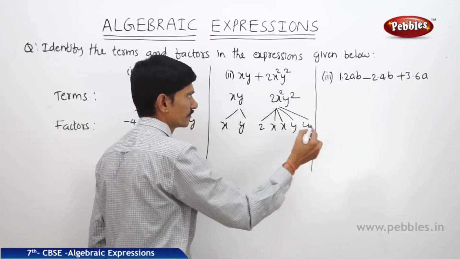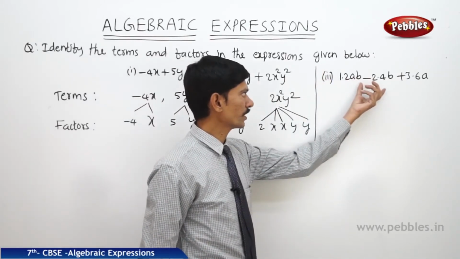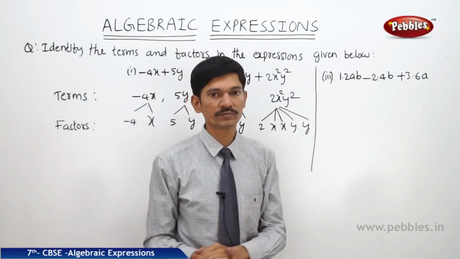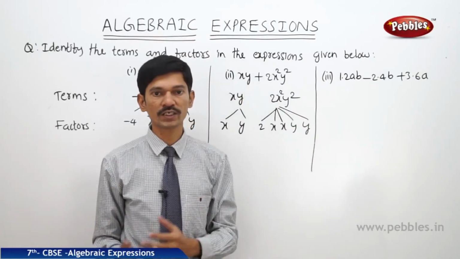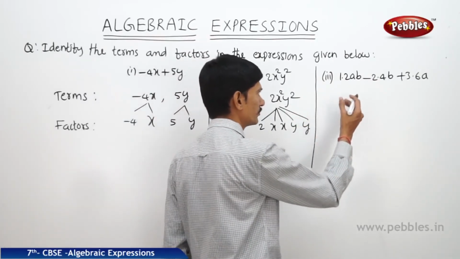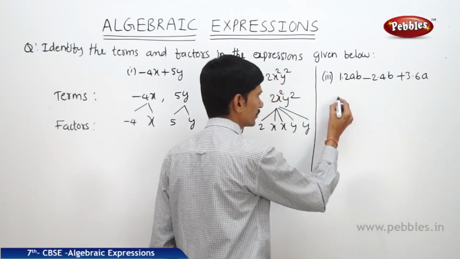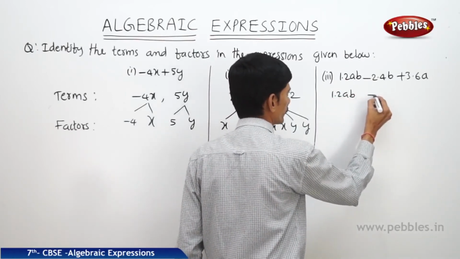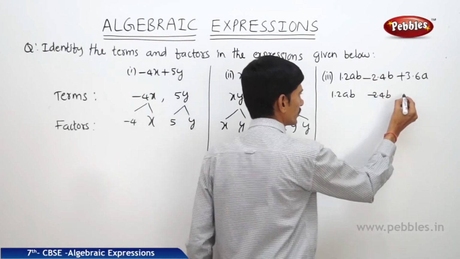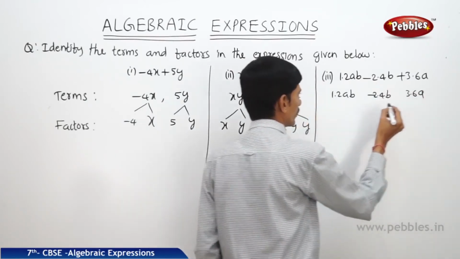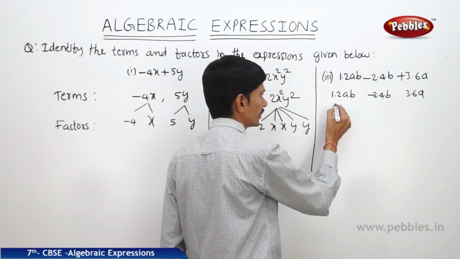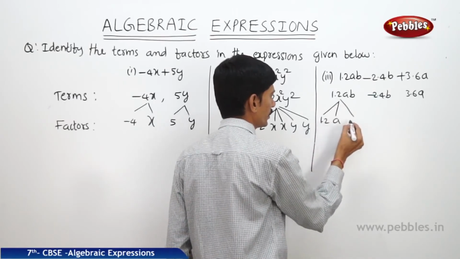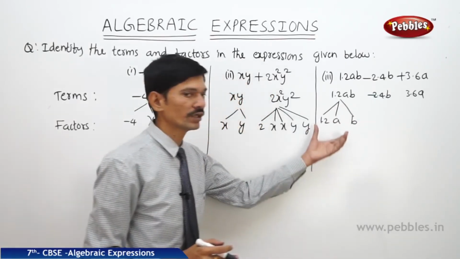Now the third question, 1.2ab minus 2.4b plus 3.6a. As it consists of 3 terms, this expression is said to be a trinomial. Now what are the 3 terms of this algebraic expression? The terms are 1.2ab, minus 2.4b and 3.6a. Now the first term 1.2ab consists of 3 factors: 1.2, a and b.